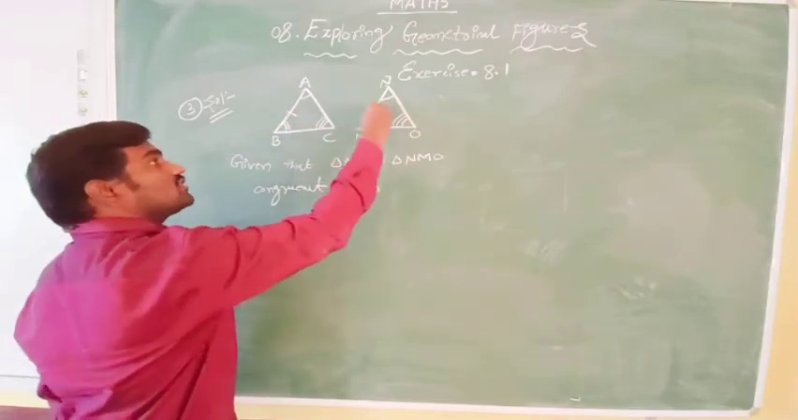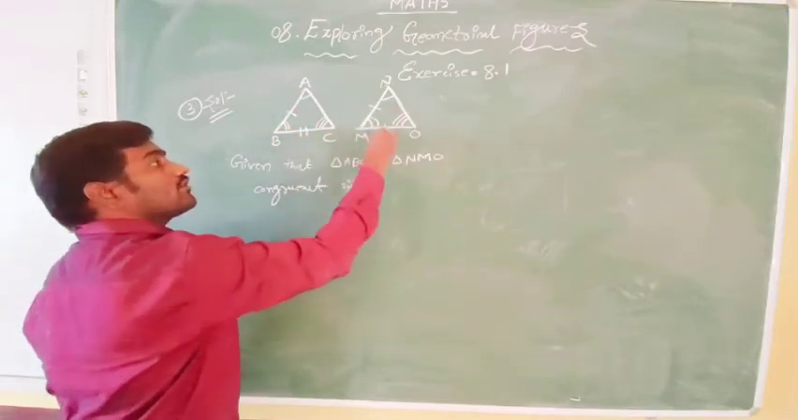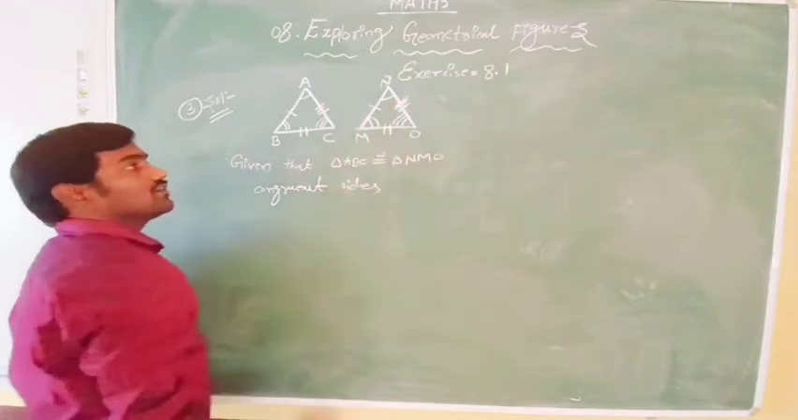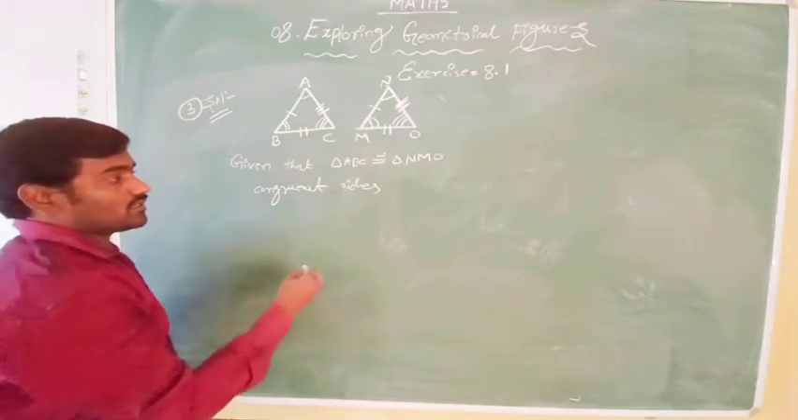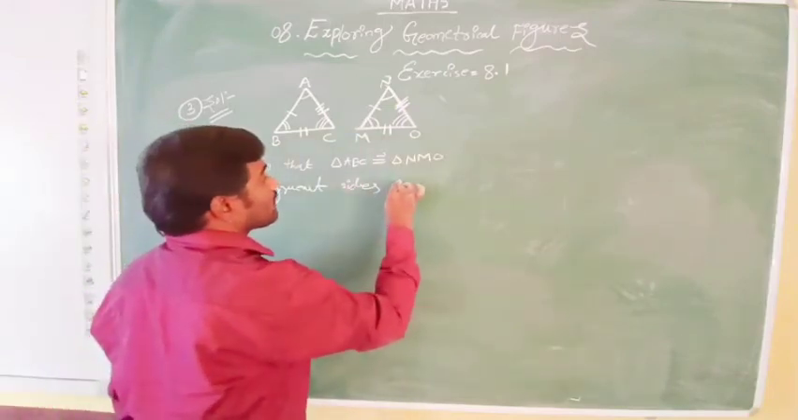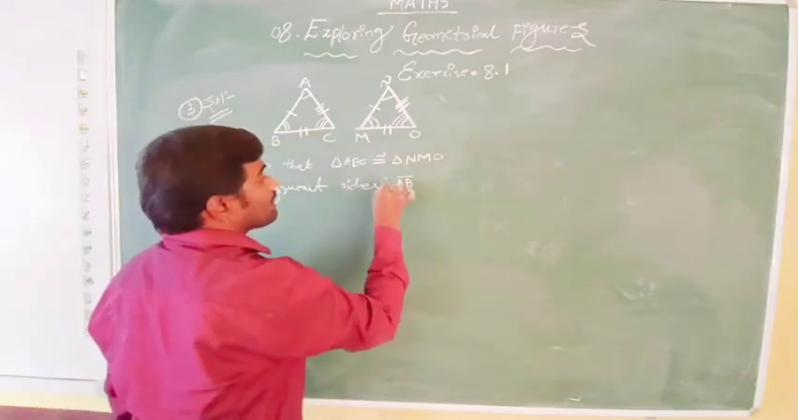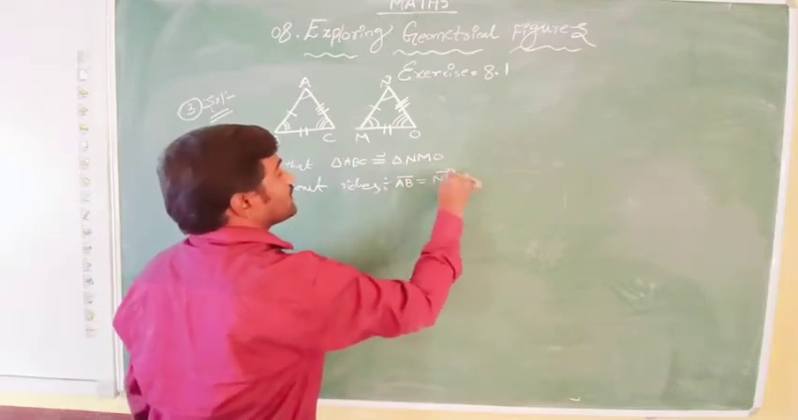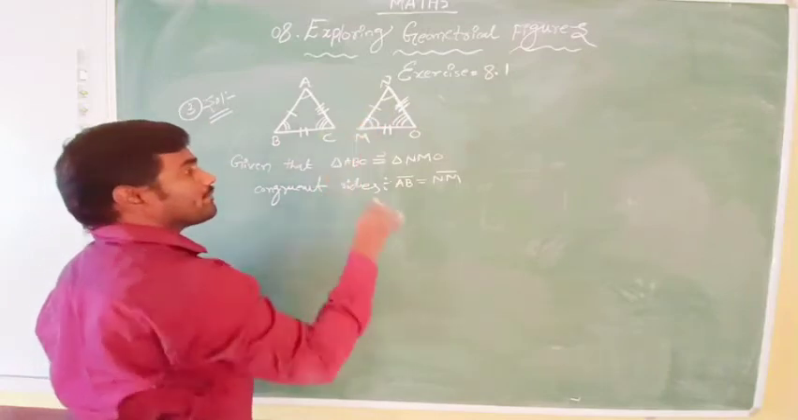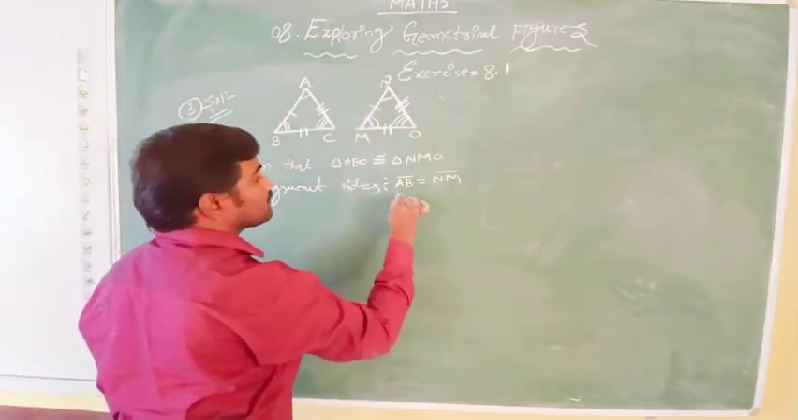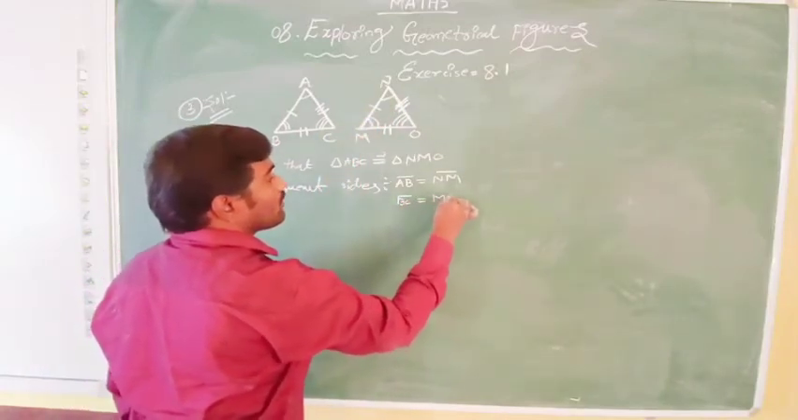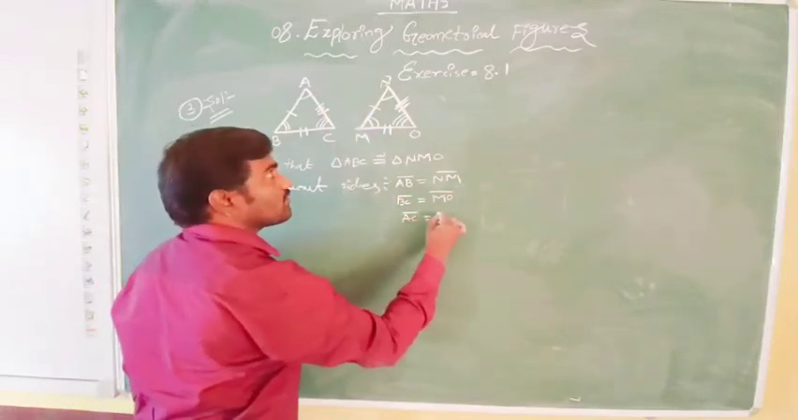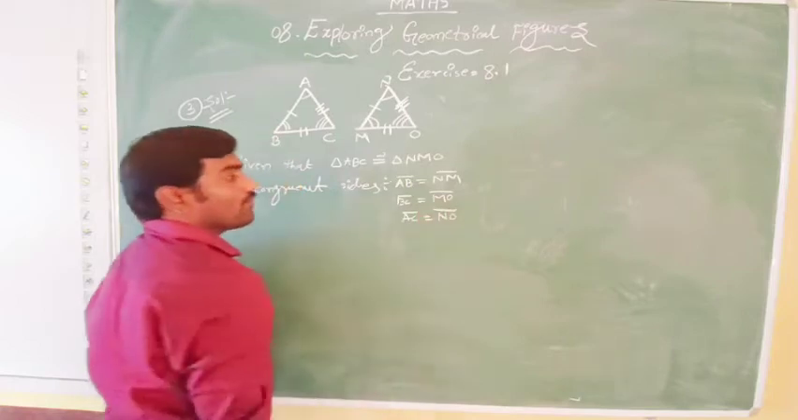Let's show the congruent sides. These two are congruent sides. Here I have marked single bond, double bond and triple bond, in the sense these sides are equal. Congruent sides are here: AB is equal to NM, BC is equal to MO, and AC is equal to NO.